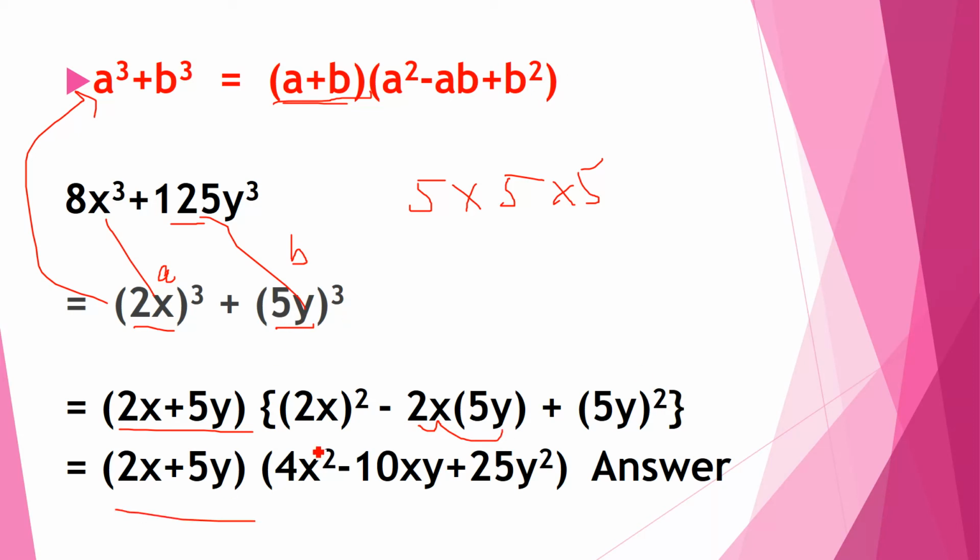Now we will open it. 2 times 2 is 4, 4x square, 5 times 2 is 10, 10xy, minus. 25 means 5 times 5 is 25y square, right? So in this lesson you have learned how to expand a cube plus b cube, which is equal to a plus b multiplied by a square minus ab plus b square. And I have proved this for you. If someone asks you to prove it, just multiply these two parentheses, you will get this answer.